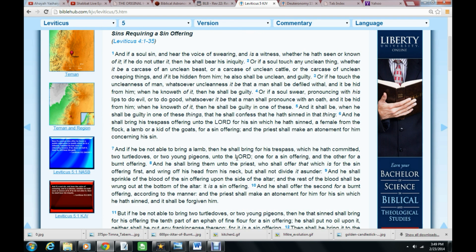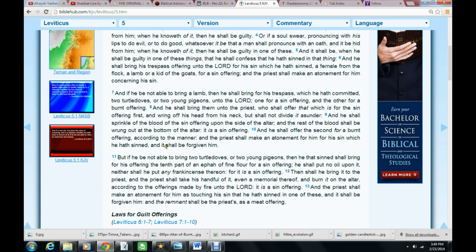And he shall bring his trespass offering unto the Most High for his sin, which he had sinned, a female from the flock, a lamb or a kid of the goats, for a sin offering. And the priest shall make an atonement for him concerning his sin. So we're required to do a sin offering, especially if we committed a sin, or we cannot go into that congregation. Everyone in there is supposed to be holy.